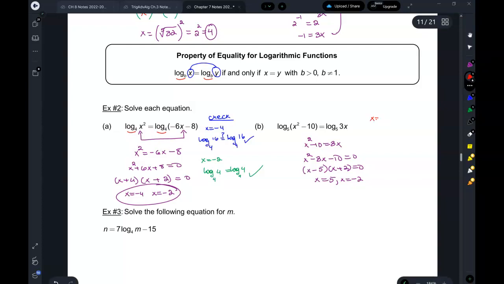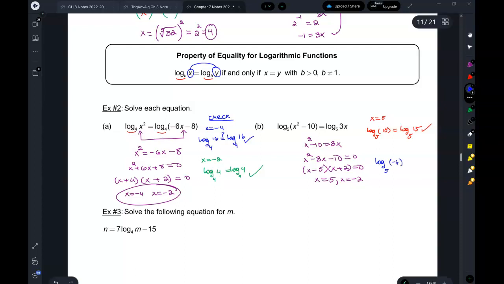Okay, so let's check. X equals 5. So I get log base 5. What do I get in the parentheses there? 15 equals log base 5 of 15. Yep. Okay, so now let's take a look at the negative 2. Log base 5. If we have negative 2, what would that give me? 4 minus 10, negative 6, right?